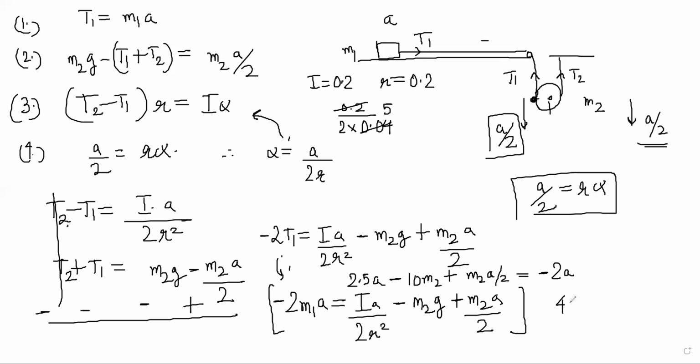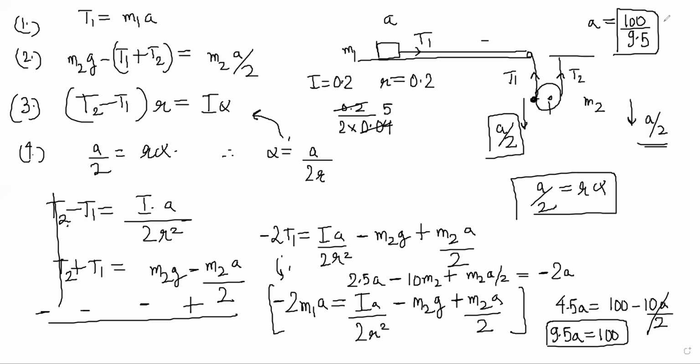So you get 4.5A is equal to 100 minus 10A by 2, right? And this is 5A, so this becomes 9.5A is equal to 100, right? Now A is coming close to 10, 100 by 9.5. This calculation is basically 95,000 by 95. So it will be 200 by 19. 200 by 19 is close to 10, 10 point something, right?